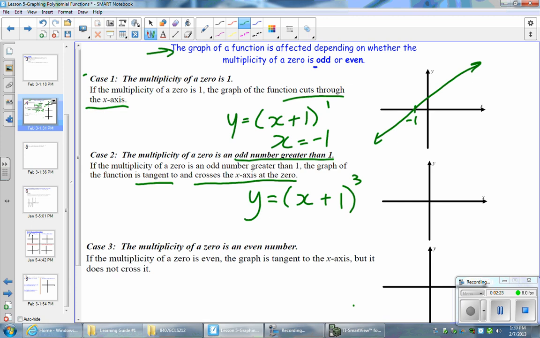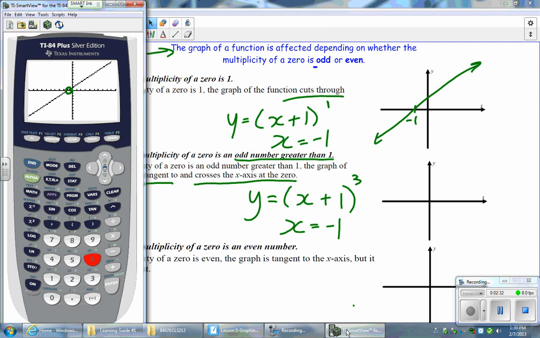Okay, so we're going to graph this function here. Remember, the zero doesn't change. x is equal to negative 1 is still the zero. So let's take a look at what happens at that point. Go into your calculator, clear whatever you had in there before, and plug in x plus 1 cubed. And let's see what happens at the x-intercept.